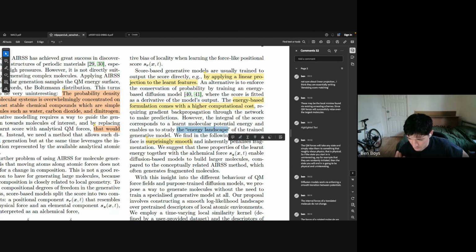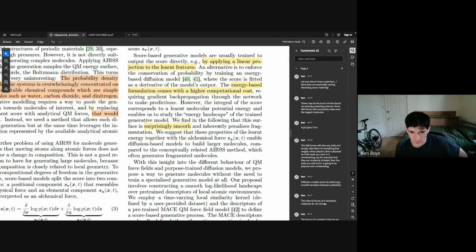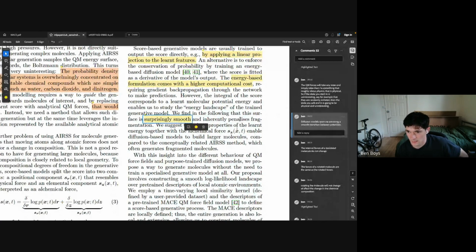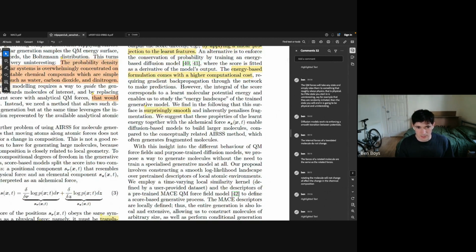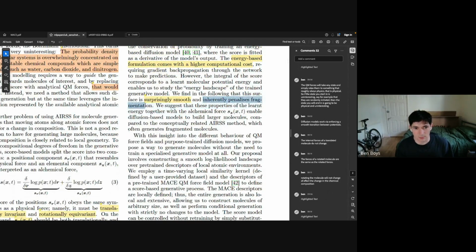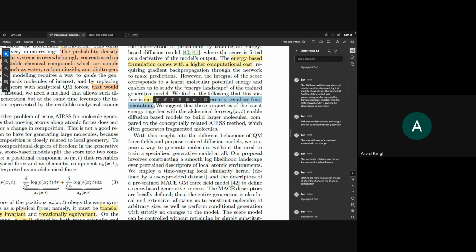Why is the diffusion energy or diffusion force so good for pointing towards a data distribution for generating molecules which are large and not fragmented? The reason is they find the surface is surprisingly smooth, and that makes sense. The diffusion model adds noise, and so by adding noise, you convolve the density with a Gaussian. Convolving with a Gaussian smooths over the density, and it penalizes fragmentation. So they have some numerical experiment which shows this is the case. So yeah, I might have completely missed that.